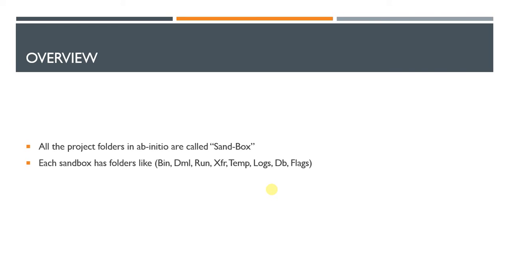Now, before learning about Ab Initio, let me give you some overview on how we can know about the technical terms of Ab Initio. First thing, all the project folders in Ab Initio are called sandboxes. That means if a project is going to be created, a sandbox needs to be created in Ab Initio. And each sandbox has mandatory folders called bin, DML, run, XFR, temp, logs, DB, and flags. Let me tell you in brief what each folder does.